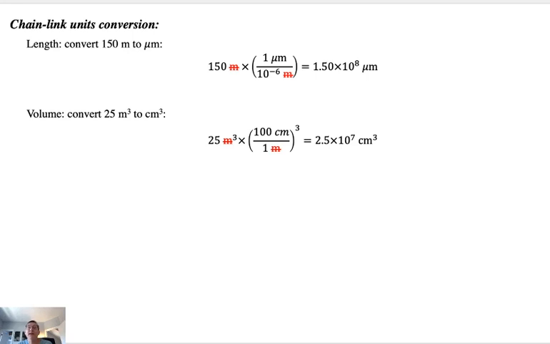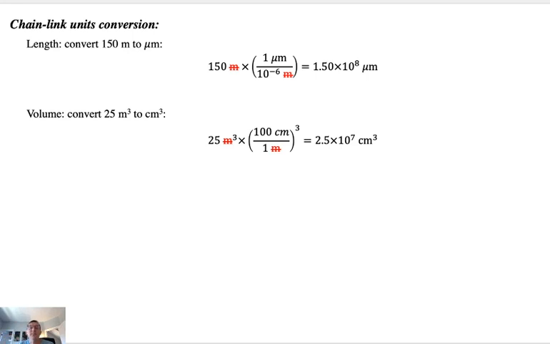And then I just use my calculator. I divide 150 by 10 to the minus 6. Notice 150 divided by 10 to the minus 6 turns out to be very big. And here I'm expressing it in scientific notation, 1.50 times 10 to the 8 micrometers. So that's what 150 meters is equivalent to. It's equivalent to 1.50 times 10 to the 8 micrometers. Okay, that's a very basic chain link conversion. You must be able to do that.